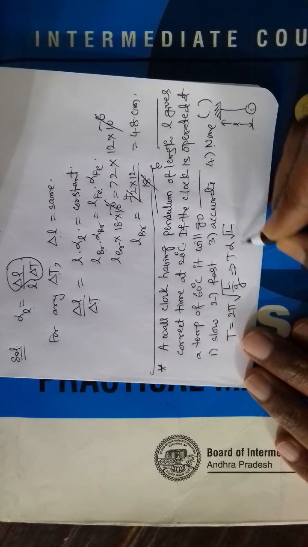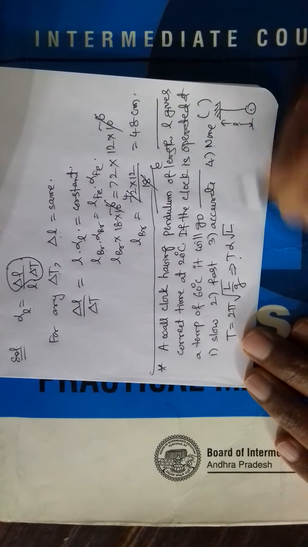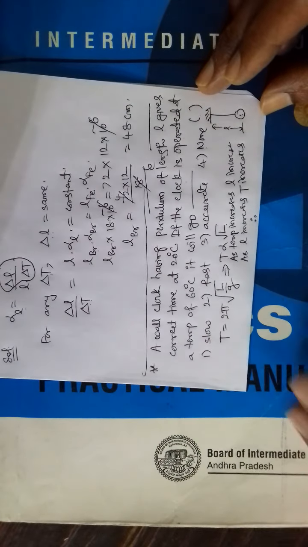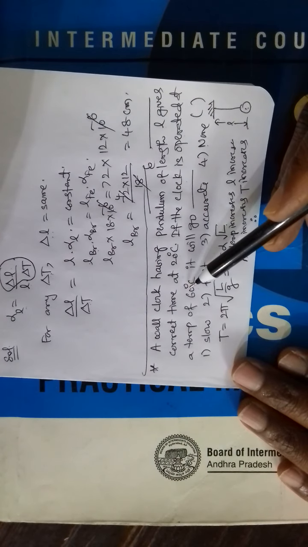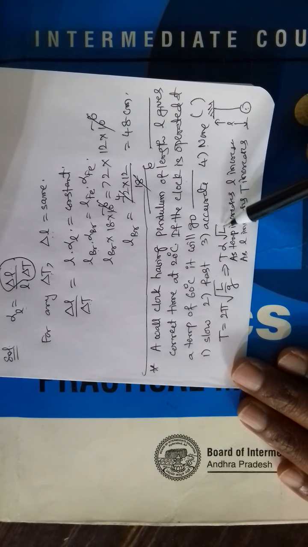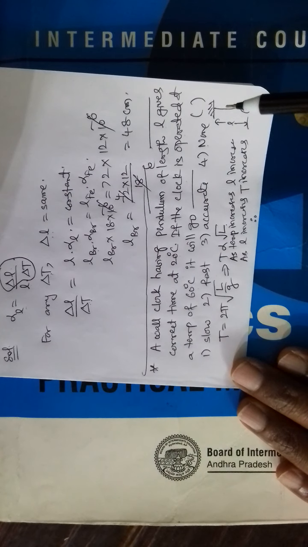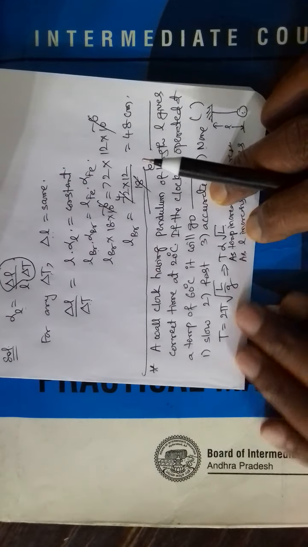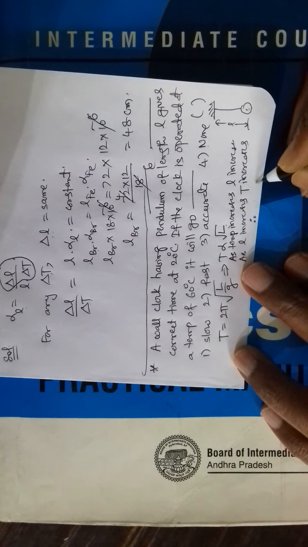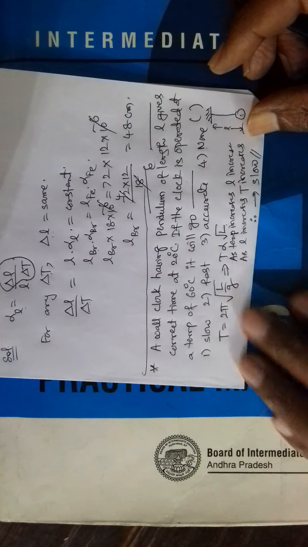So as temperature increases, length increases. If length increases, time period increases. Now if time period is increasing, what does that mean? Time period means time taken for one oscillation. It means it is taking more time to complete one oscillation. It means it has become slow. So slow is the answer.